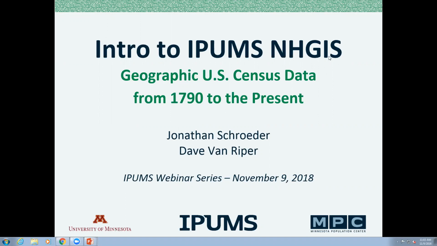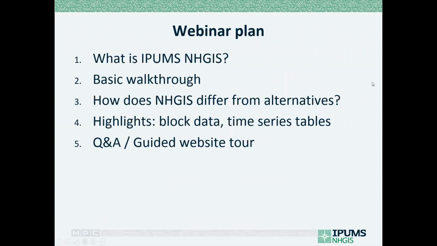So today, I've got to be able to advance my slide. Here we go. The plan for today is to start with a very basic introduction to NHGIS and a basic walkthrough of our website. How do you find and download data from NHGIS? I will then continue with a bit of a presentation on how NHGIS differs from alternatives where you can also get similar types of census data. And I will provide a few example highlights of the types of data that we have. That will take us, I think, through about half of our time.